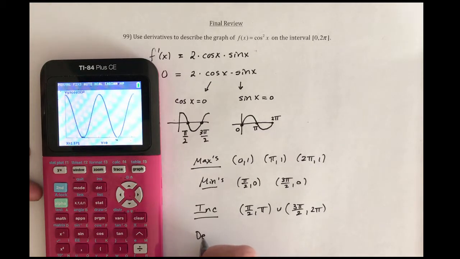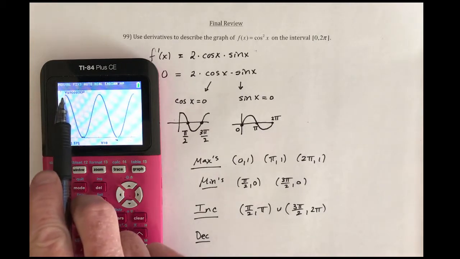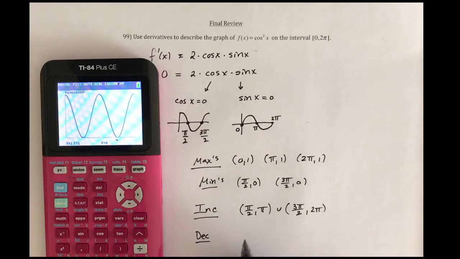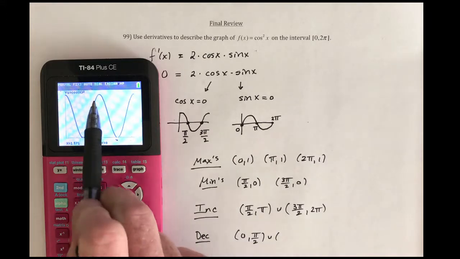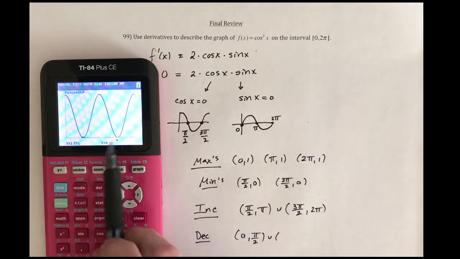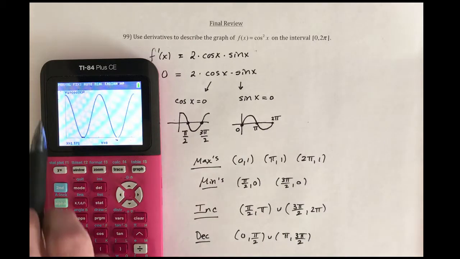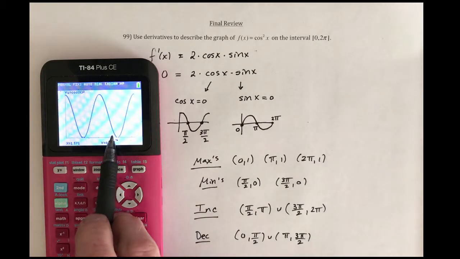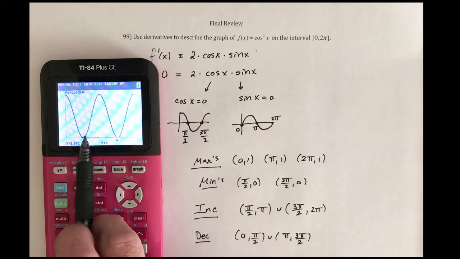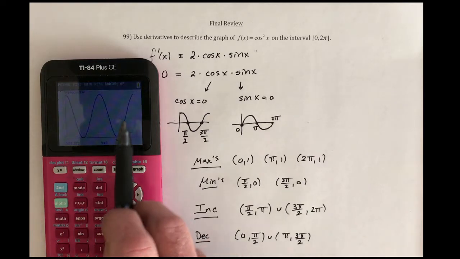And then for decreasing, so that would be when it goes from here down, so that's 0 until pi over 2. And then this would be when x equals pi until 3 pi over 2. So we've got 2 of them decreasing, and 2 increasing.